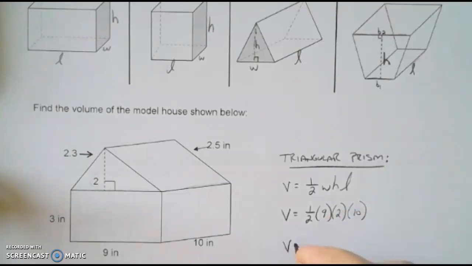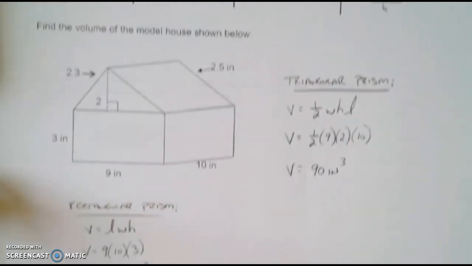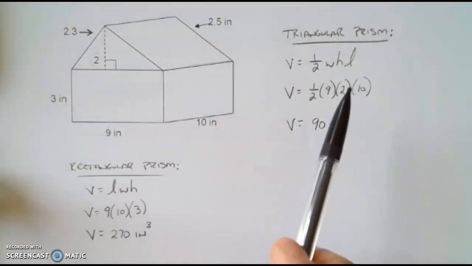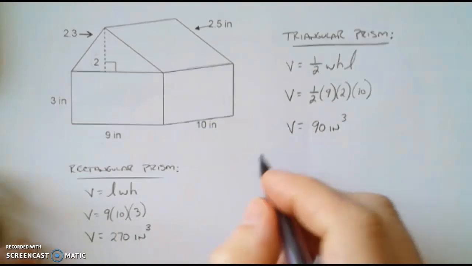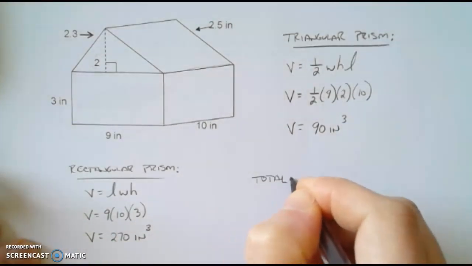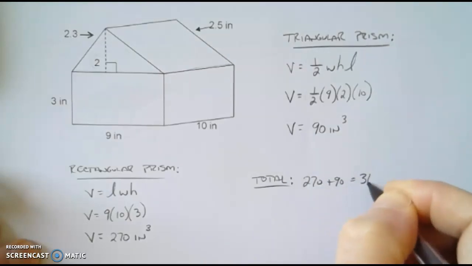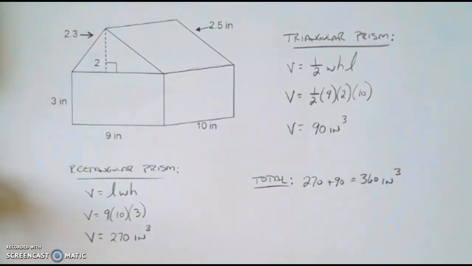Okay, so now if I go ahead and multiply, I know 9 times 2 is 18. 18 times 10 is 180. And then half of that is going to be 90 cubic inches. Now I want to get the total volume. So I had a rectangular prism and a triangular prism stacked on top of each other. I'm just going to add these together to get the total. So if I do 270 plus 90, that gives me a total of 360 cubic inches.